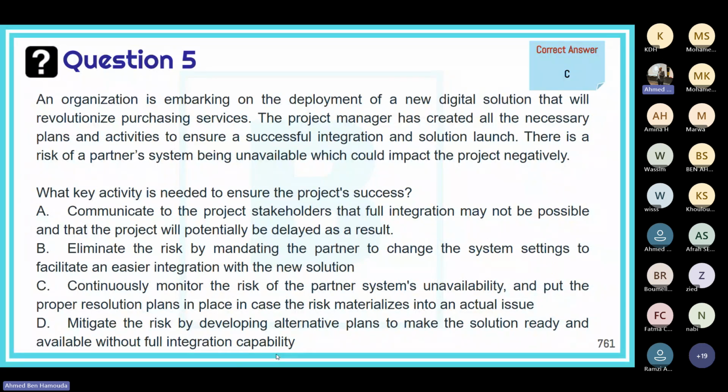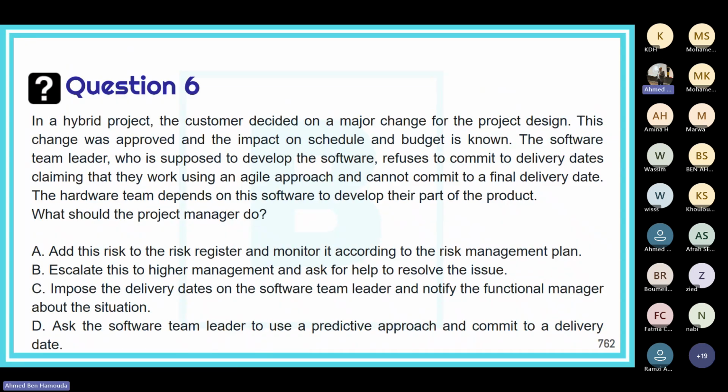Okay. Question 6. In a hybrid project, a customer decided on a major change for the project design. This change was approved and the impact on schedule and budget is known. The software team leader, who is supposed to develop the software, refuses to commit to delivery dates, claiming that they work using an agile approach and cannot commit to a final delivery date. The hardware team depends on this software to develop their part of the product. What should the project manager do?